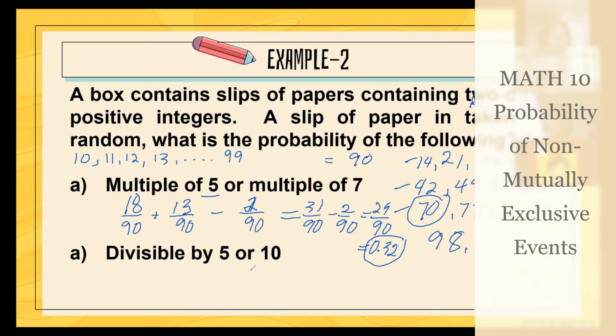Now, divisible by 5 or 10. The same given as slips of paper 10 to 99, but this time divisible by 5 or 10. Sige nga, please list how many numbers are divisible by 5? From 10. So 10, 15, 20, up to 95. Ilan lahat yon? Erasing ko na tong iba. Sige, paki-list in your notebook.